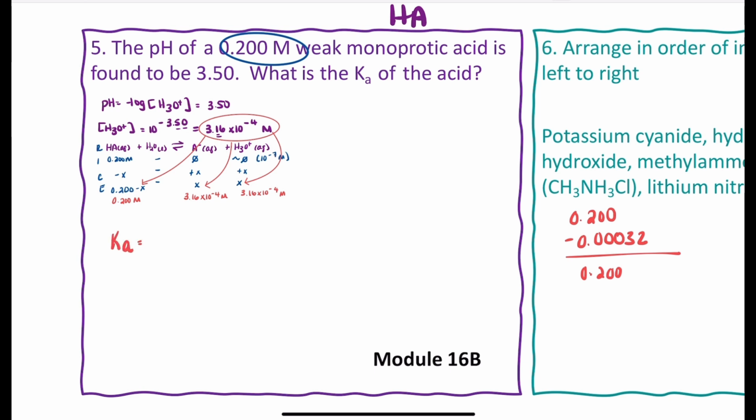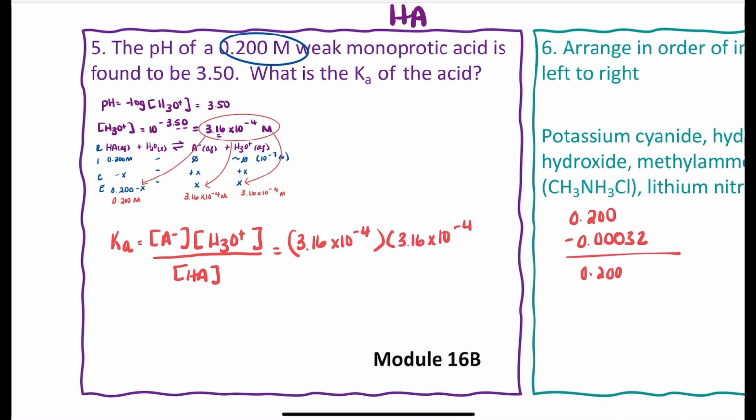It is a Ka expression because it is an acid dissociation. Again, if I ever got confused on that, I know I've got hydronium written into my K expression, which means definitely an acid. I know my equilibrium concentrations. I've got 3.16 times 10 to the negative 4 for my A minus, or my conjugate base concentration at equilibrium. I've got 3.16 times 10 to the minus 4 for my hydronium concentration at equilibrium. And I've got 0.200 for my concentration of my weak acid at equilibrium.